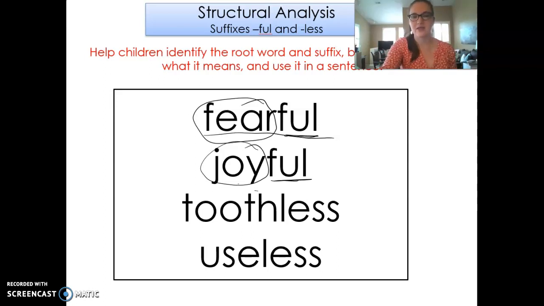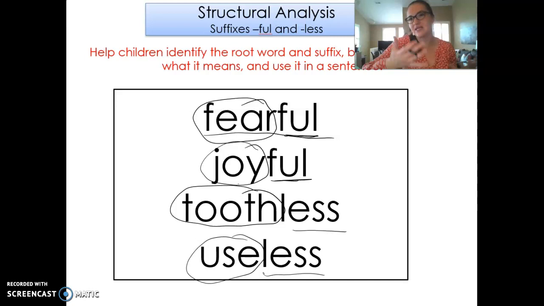Okay. Toothless, we have the root word tooth, the suffix less. Toothless means they are without teeth. Okay. A baby is toothless. They don't have any teeth when they're really little. Okay. Useless. We might call garbage useless because it is without any use.